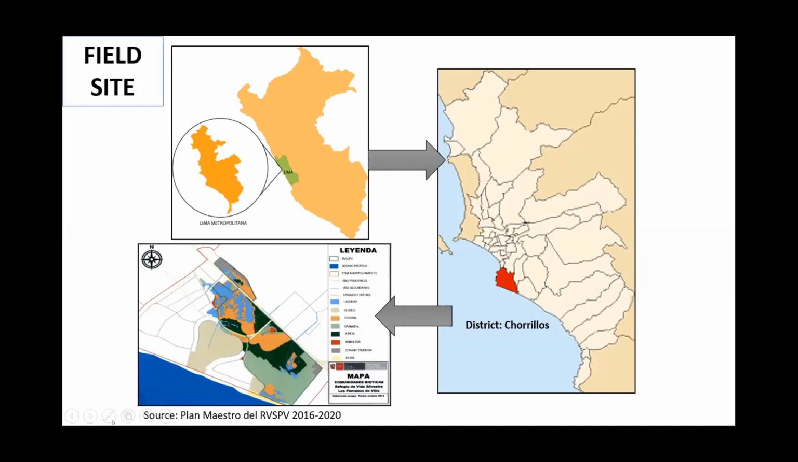Okay, so the fire, I don't know if you can see my mouse pointer, but the fire was located in that area. So I really wanted to compare the carbon stocks in these burned and unburned areas after 1 year of disturbance.